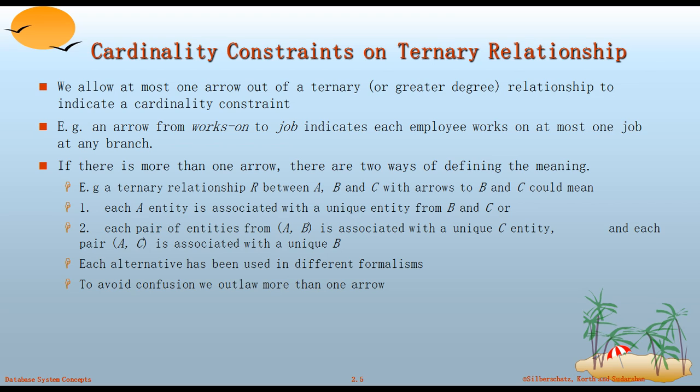If there is more than one arrow, there are two ways of defining the meaning. For example, a ternary relationship between A, B and C with arrows to B and C could mean each A entity is associated with a unique entity from B and C, or each pair of entities from A, B is associated with a unique C entity, and each pair of A and C is associated with a unique B. Each alternative has been used in different formalizations. To avoid confusion, we outlaw more than one arrow.